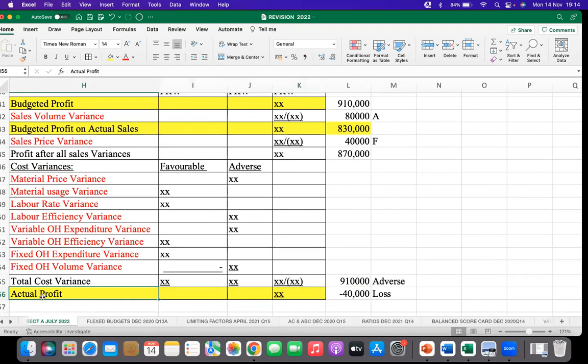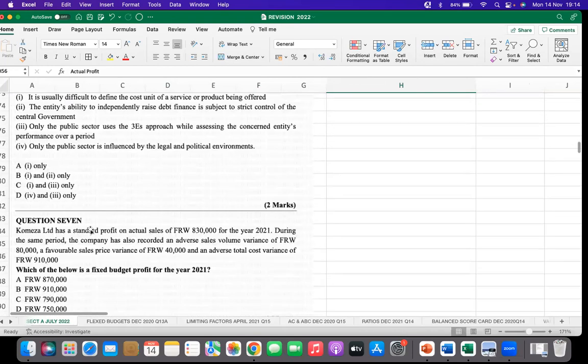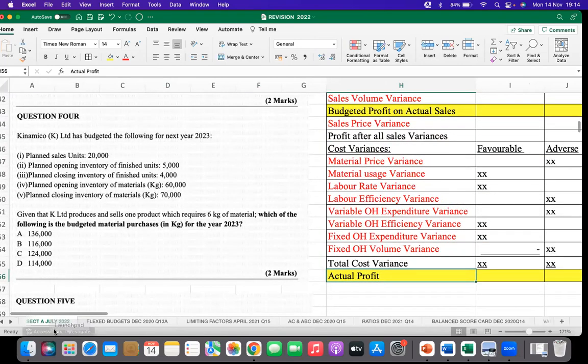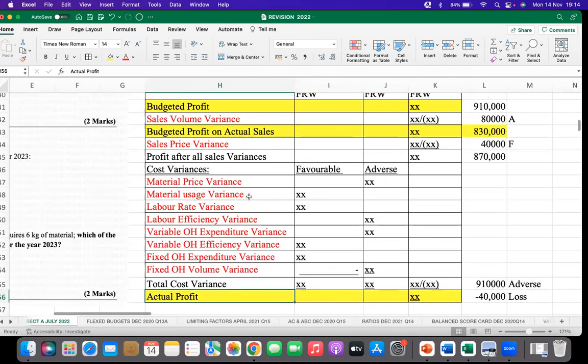It is the actual profit. What do we have here? Budgeted profit, and this is actual. Read the question again. You have not understood the question. The question has asked you, which of the below is the fixed budgeted profit? Budgeted profit. Have you been asked the top or the bottom? It is the top. What is your answer?